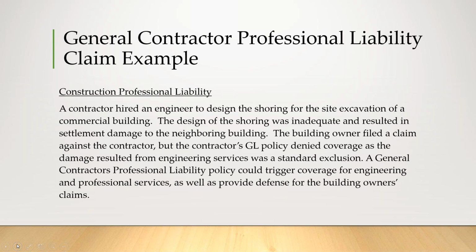And here's an example of construction professional liability. A contractor hired an engineer to design the shoring on a site excavation for a commercial building. The design of the shoring was improper and inadequate, and it resulted in settlement damage to the neighboring building. That building next door filed a claim against the contractor, but the contractor's GL policy denied coverage as the damage resulted from engineering services. Damage resulting from engineering services is a known and pretty common exclusion within GL. So a general contractor's professional policy could trigger coverage for engineering and professional services, as well as provide defense for the building owner's claim. This is one of many examples of what a GC can be held responsible for, being responsible for the entire project from beginning to end.